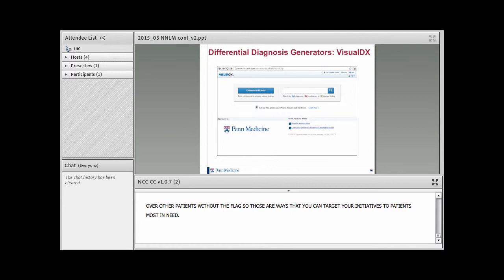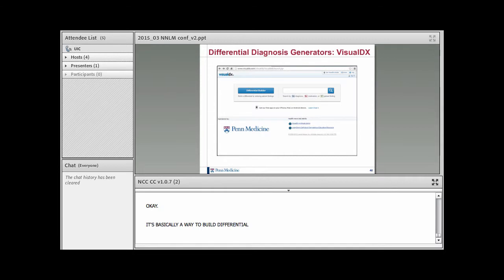One product that we invested in recently was a differential diagnosis generator called Visual DX. How many people have used Visual DX before? Okay. It's basically a way for a clinician to build a differential around what a rash might represent. And it's mostly about dermatologic conditions. So you can pick how acutely the rash developed, what type of rash it is, where it is on the body, some characteristics about the patient and their age. And this differential builder allows you to do that.